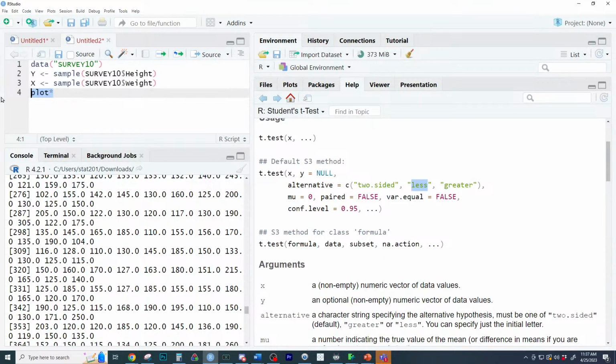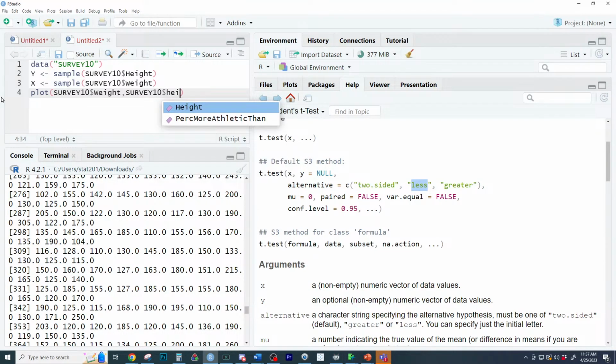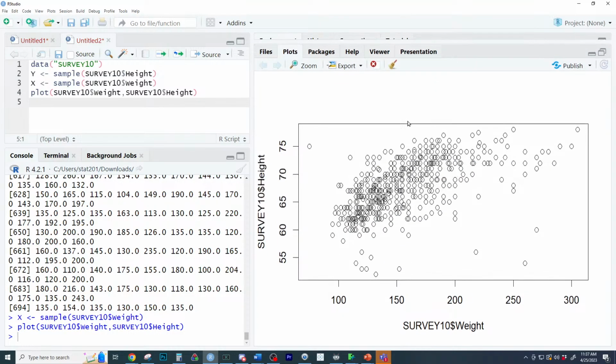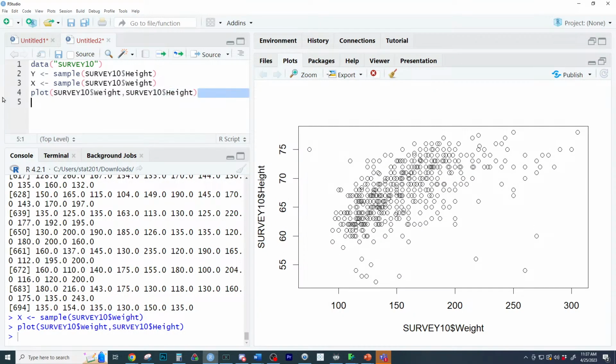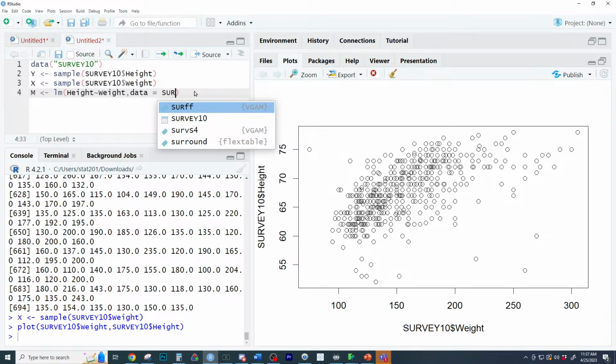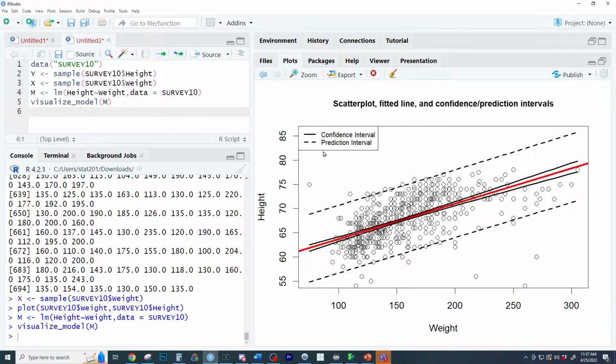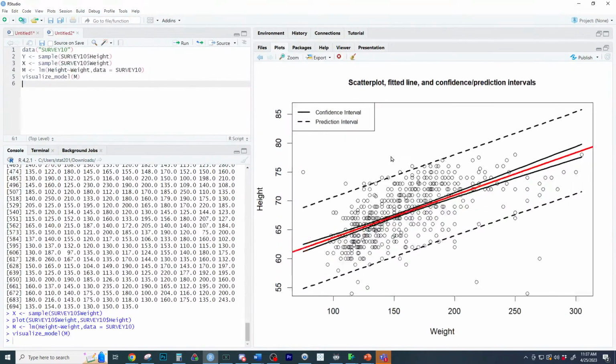So here is the relationship between height and weight. I think it's the same data. So here is the relationship between height and weight right here. There's the relationship. And you can see a line would go through the data going up. It's going to be easier if I do this. M, save into LM, and then height tilde weight, comma, data equals survey 10. And then visualize model. There we go. There's the relationship between height and weight.